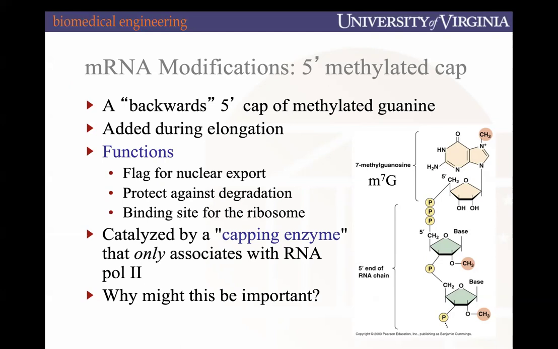There's actually a capping enzyme that mediates the addition of the 5' cap, and it's only associated with RNA Pol2. And the reason why this is important is because we only want our mRNA to be associated with these functions that are attributed to the 5' cap and not necessarily to our other species of RNA.